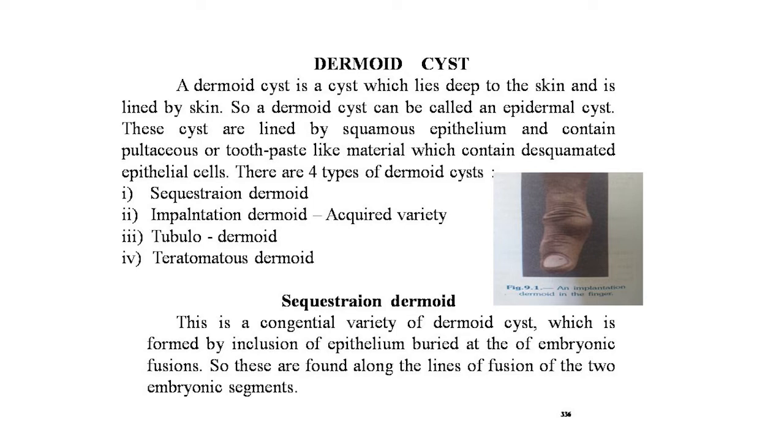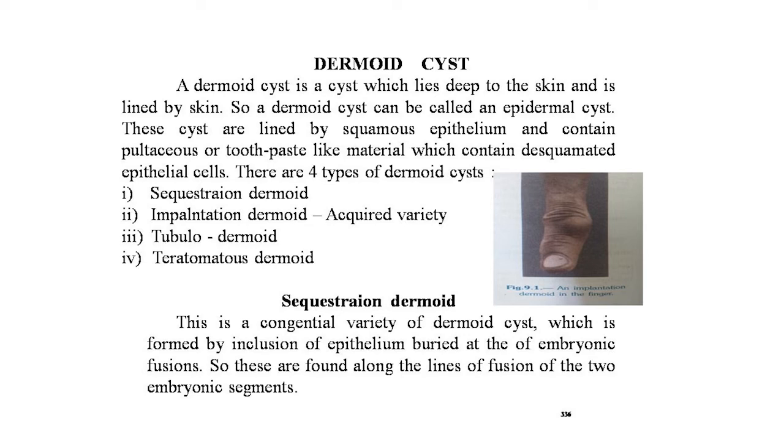These cysts are lined by the squamous epithelium and contain pultaceous or toothpaste-like material which contains desquamated epithelial cells. There are 4 types of dermoid cyst: sequestration dermoid, implantation dermoid, acquired variety (tubular dermoid), and teratomatous dermoid. Dear student, you can see the picture of implantation dermoid in the finger in the diagram.